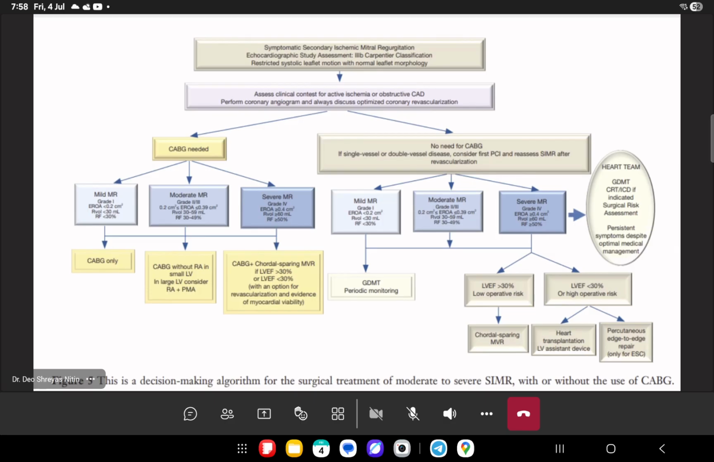This is a decision-making algorithm for surgical treatment of moderate to severe secondary ischemic mitral regurgitation with or without the use of CABG. So, if CABG is needed and a mild grade of MR is there, then we can proceed with CABG only. In moderate MR, CABG without repair in small LV, and in large LV, both we have to proceed with CABG plus mitral valve repair or replacement. And in severe MR, CABG with mitral valve replacement is recommended.